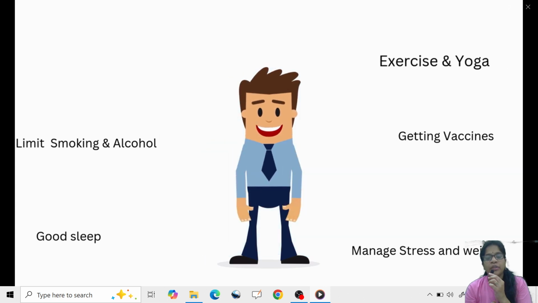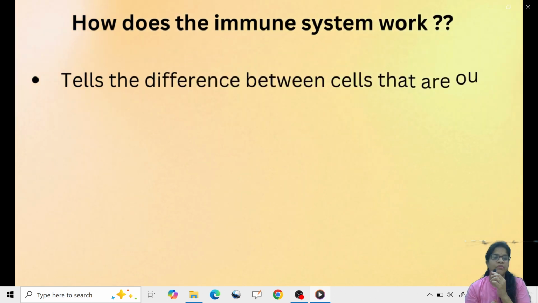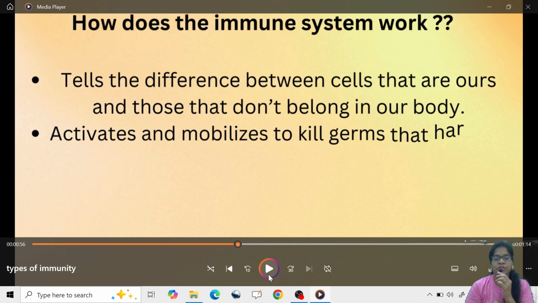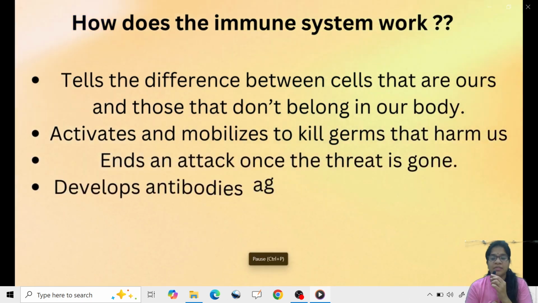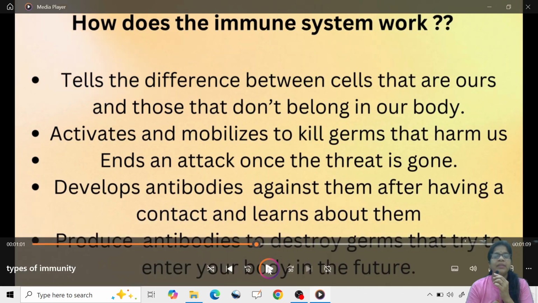After that, let's see how the immune system actually works. When a particle enters your body, the immune system should be able to define whether it is a self particle or a non-self particle. Only then can it work on it. That is how our own cells and foreign cells are first differentiated. It also activates and mobilizes against the germs that harm us. Finally it attacks, and until the virus is gone from our body, our immune system keeps on working.